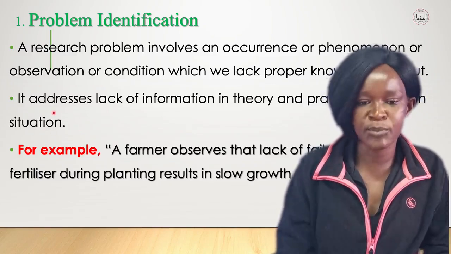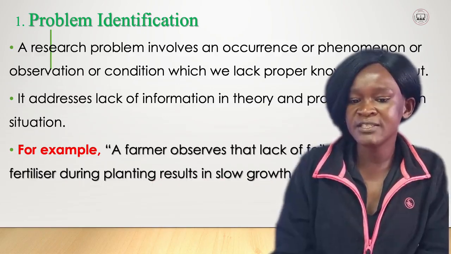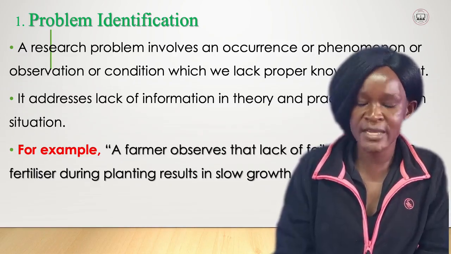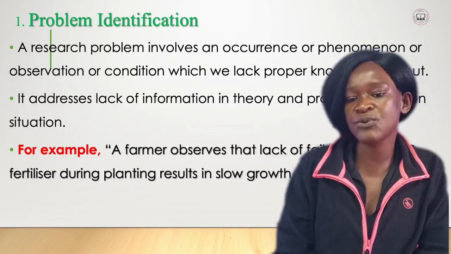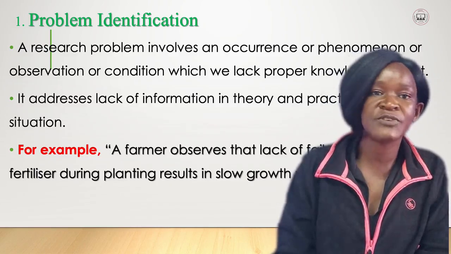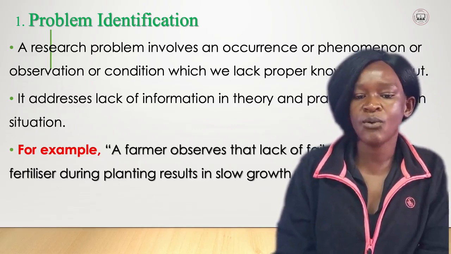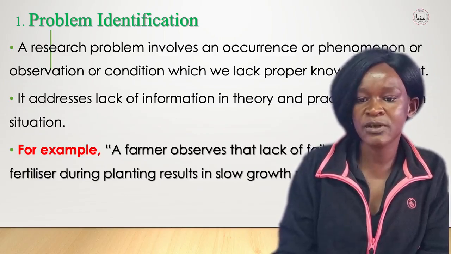Let's give an example. For example, imagine a farmer observes that failure to use DSP fertilizer during planting results in slow growth rate of maize. Here it means this farmer has just observed that whenever he has not used DSP fertilizer, there is a slow growth rate of maize. But he's not sure whether the lack of DSP fertilizer is really the main cause of slow growth rate of maize. So if that farmer lacks that proper information, whether it is really the DSP fertilizer which is resulting in slow growth rate of maize or not, there is need to conduct the research to know the real cause of slow growth rate of maize.